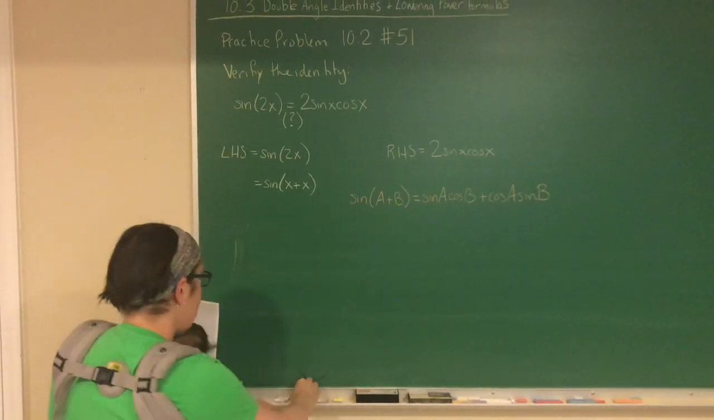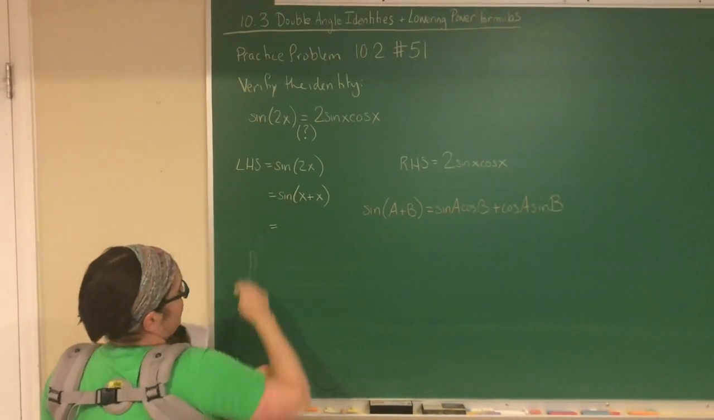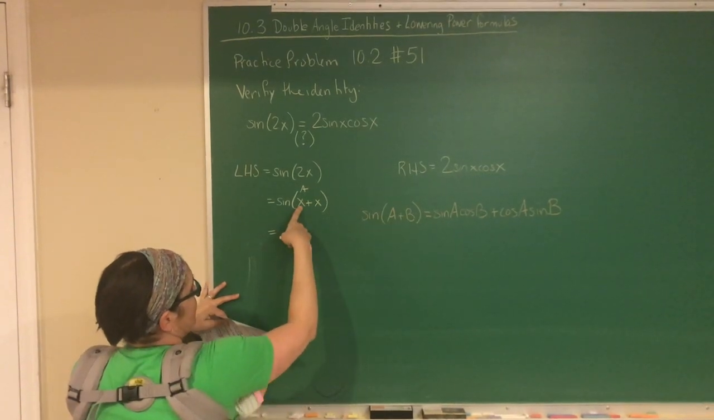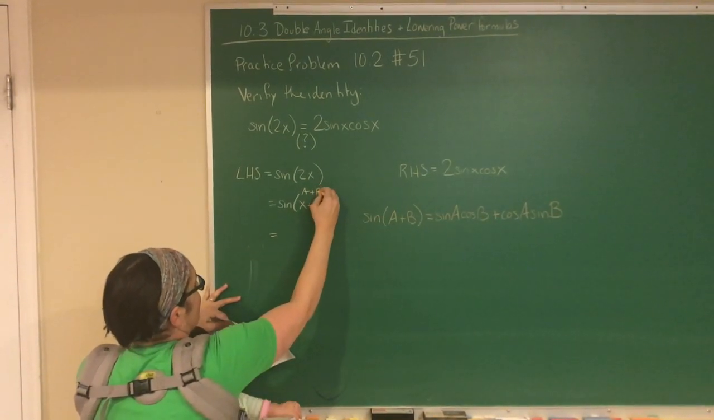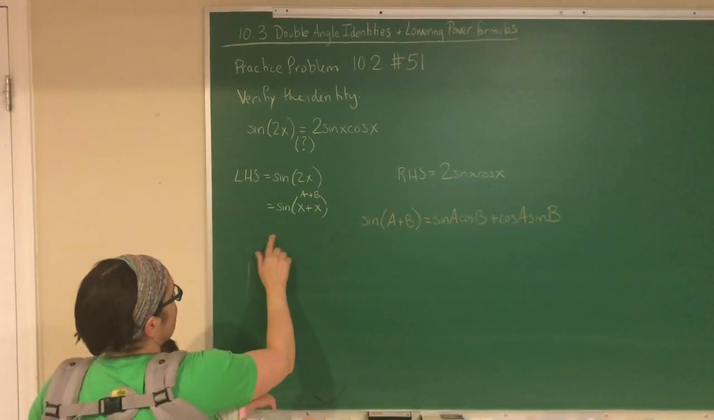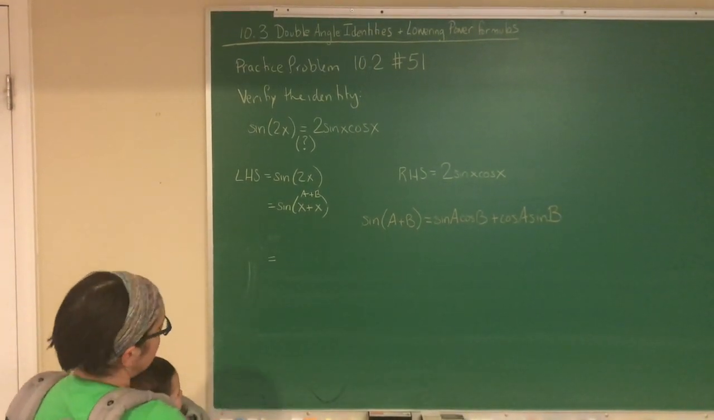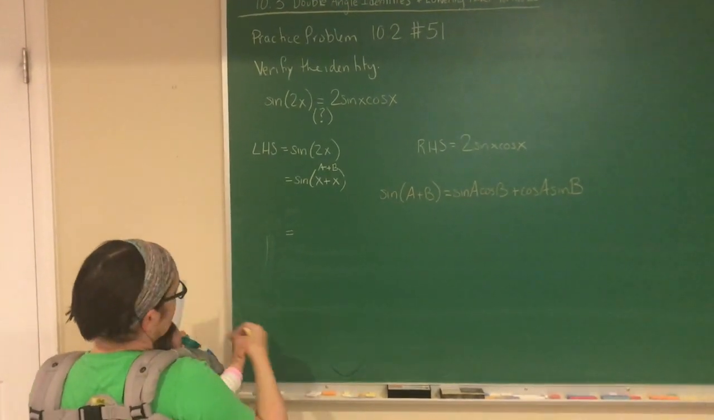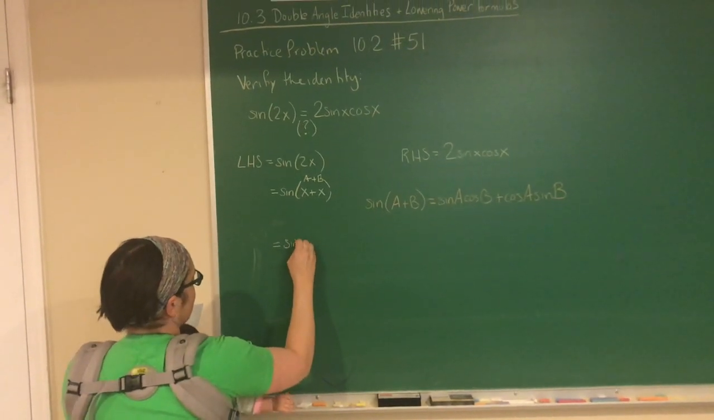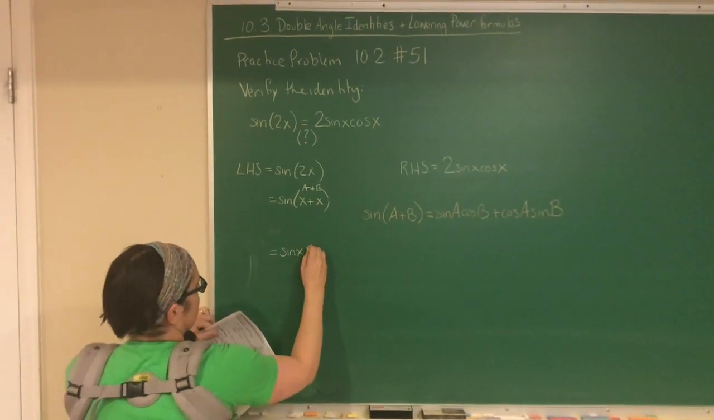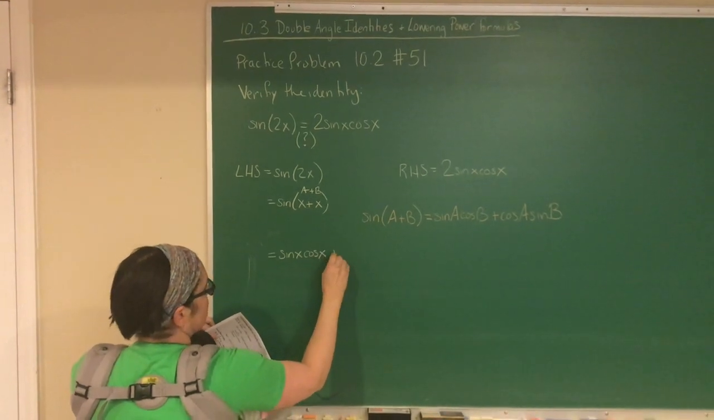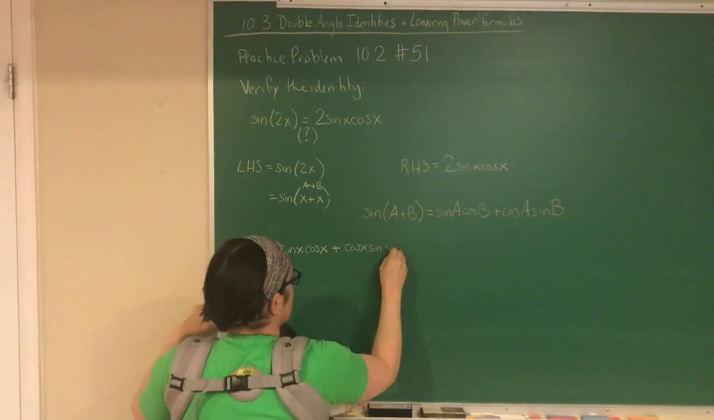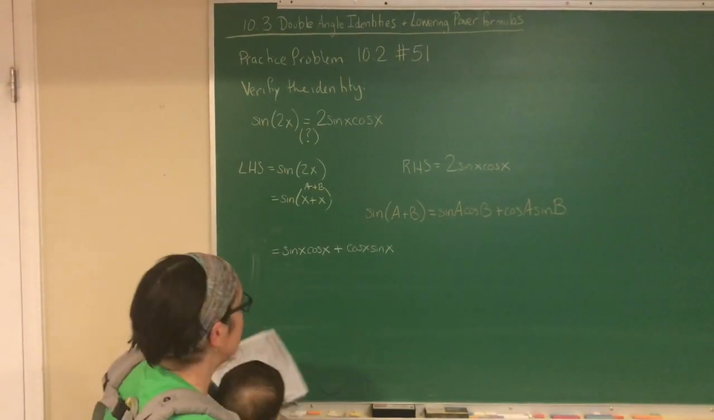Back over here, we have sine of x plus x. In this case, the a from our sine of a plus b is being played by x, and so is b. So when I write down this expression, what I have is sine of x times cosine of x plus cosine of x times sine of x, since both my a and my b are x.